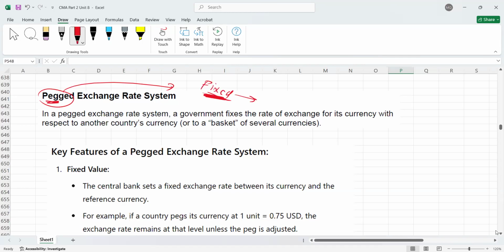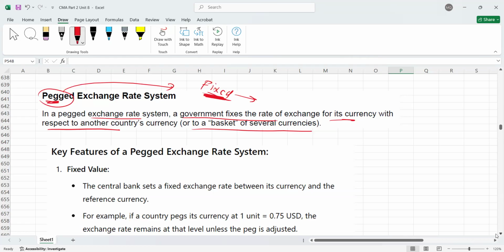But in pegged, what? Rates are fixed here. In a pegged exchange rate system, a government fixes the rate for its currency with respect to another country's currency or to a basket of several currencies. For example, Saudi Riyal versus US dollar. It is a fixed rate, right? Similarly, the UAE dirham is fixed against the dollar, right? If the market forces try to change this rate, the government will intervene. Intervention is also here, but overall the rate is fixed.